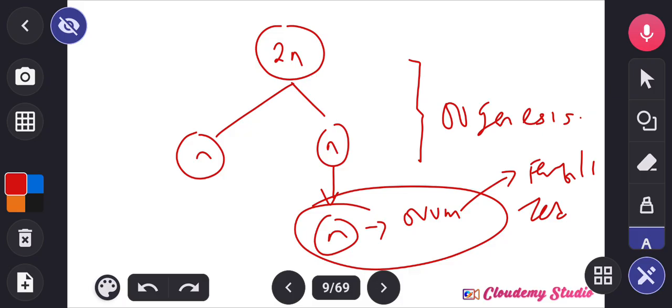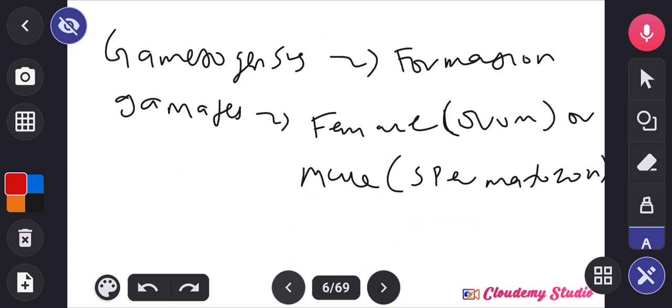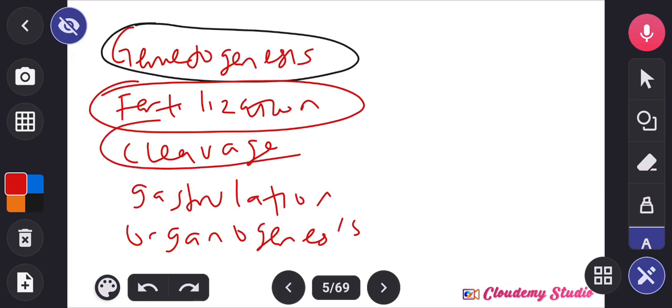Now, let us now go to cleavage. So cleavage is a process in which a single cell divides again to give rise to a large number of cells. So the third one is cleavage, which we'll be talking about, in which a single cell divides to give rise to a large number of cells that form a multicellular organism.